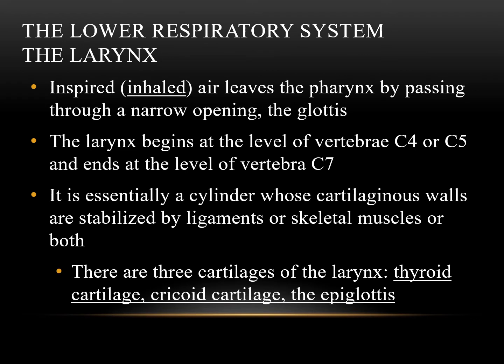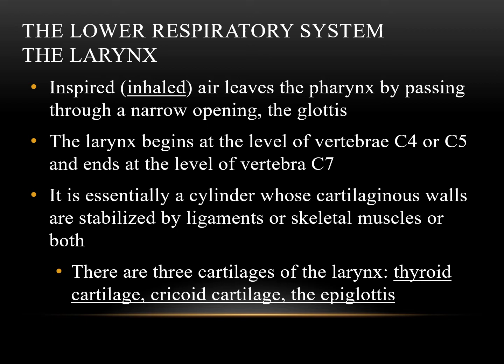The lower respiratory system: the larynx. Inspired air leaves the pharynx by passing through a narrow opening known as the glottis. The larynx begins at the level of vertebrae C4 or C5 and ends at the level of vertebra C7. It is essentially a cylinder whose cartilaginous walls are stabilized by ligaments or skeletal muscles or both.